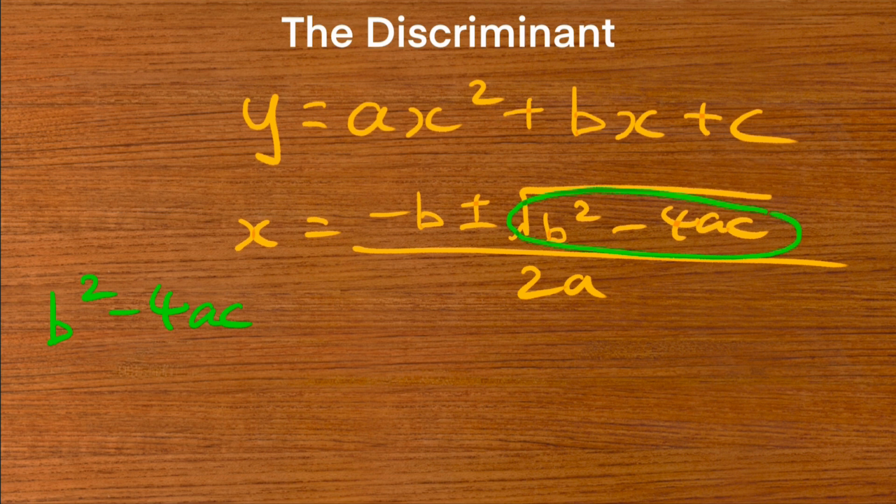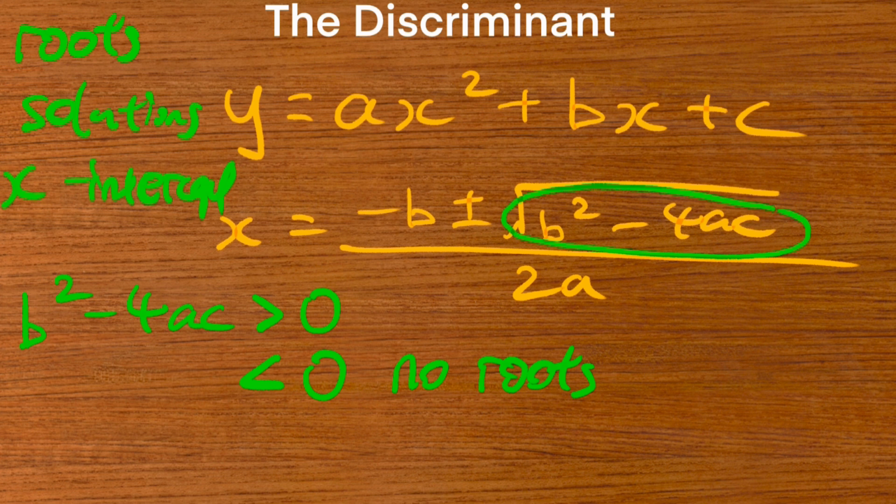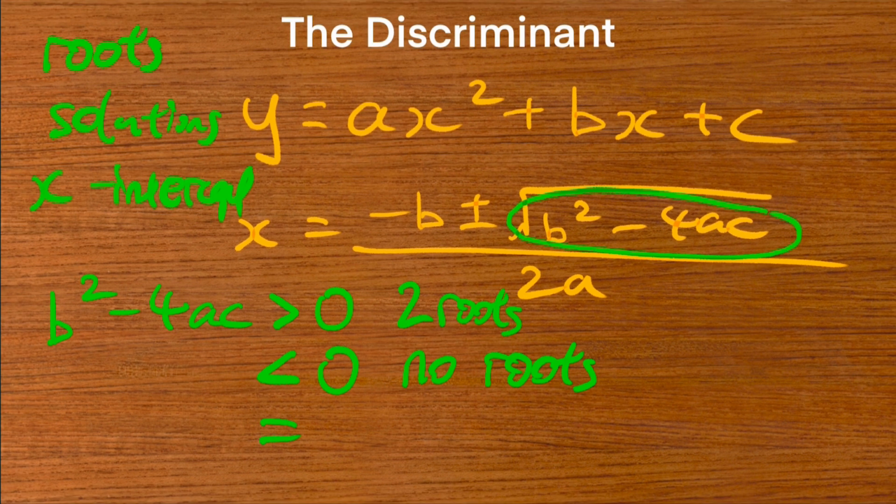Whenever b squared minus 4ac is greater than 0, we have 2 solutions or roots. Just bear in mind roots, solutions, and x-intercept are the same thing. When the discriminant is less than 0, we have no roots. When it is more than 0, there are 2 roots. And when it is equal to 0, there's only 1 root.